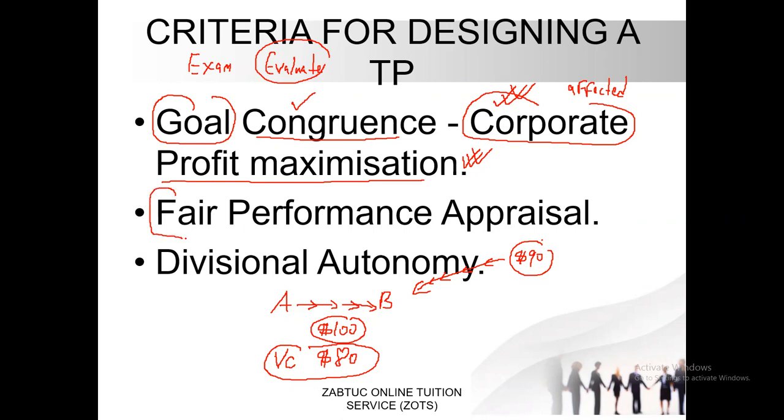maximization. A good transfer price should also support fair performance appraisal. The transferring division and the receiving division should have their performance fairly assessed, the ones that are transferring and those that are receiving. A good transfer price system should also respect autonomy. The head office should not impose the price. Allow the participating divisions to decide.